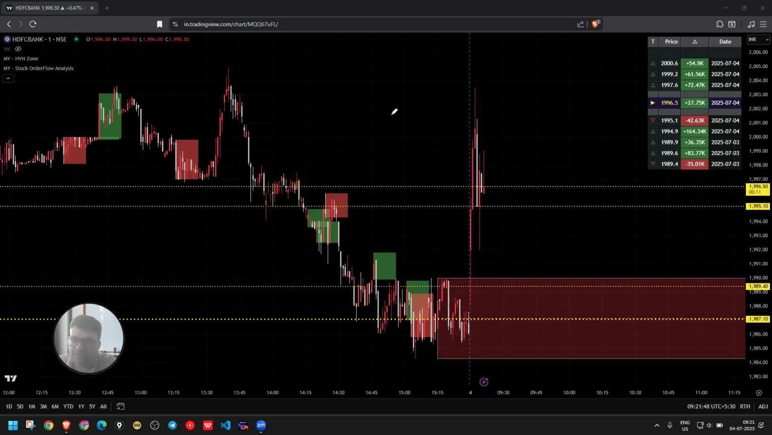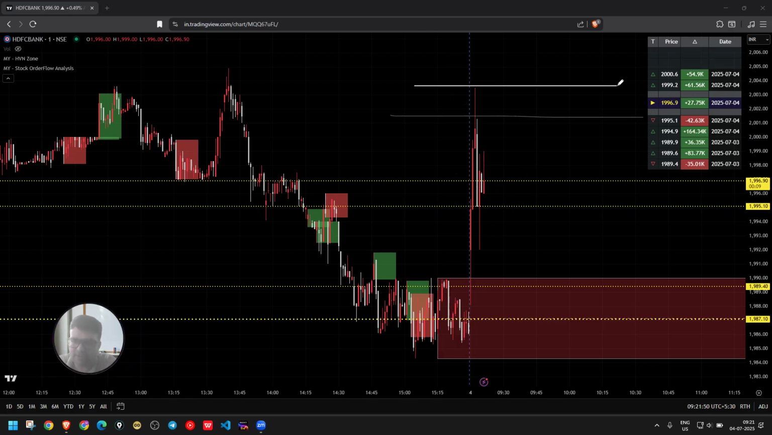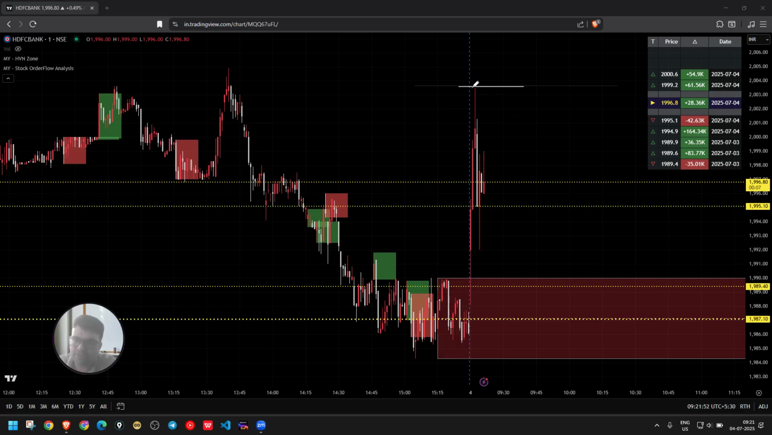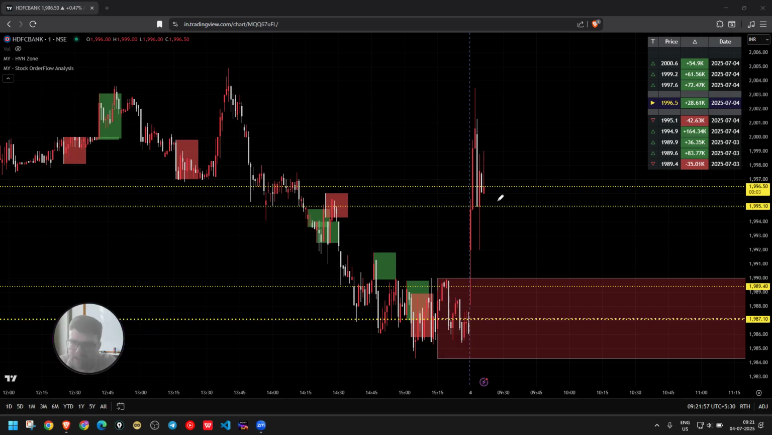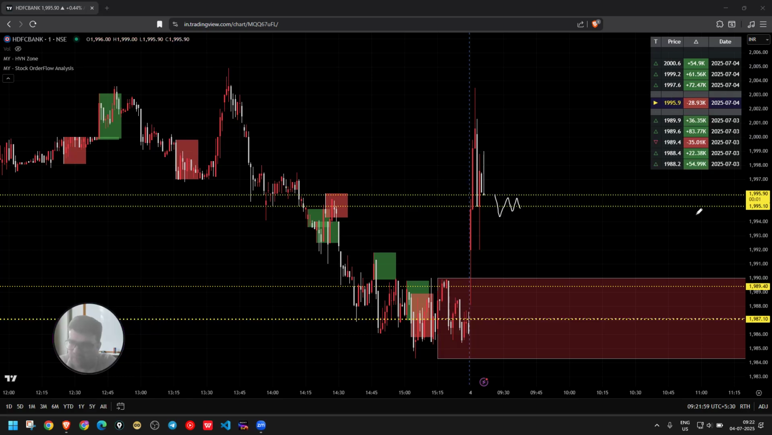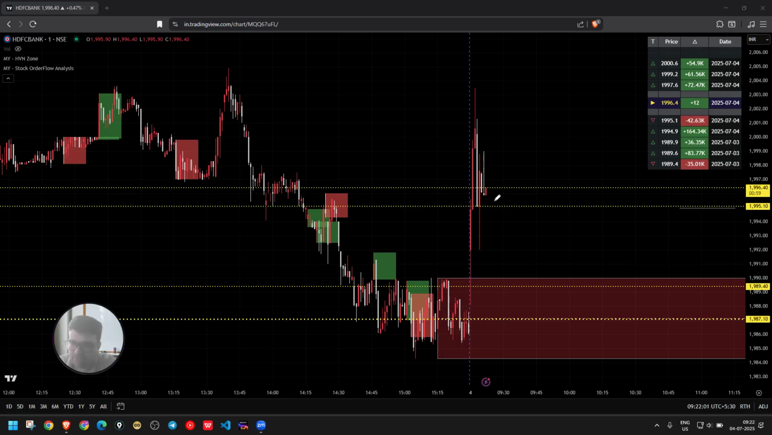Now, one thing is pretty clear. This is where there are sellers and this is where there are stops present. This and this, these are the areas where there are stops present. I'm now looking for a break of 1995 to happen for a flush, right? So that's the option which I'm looking for, because clearly this is where a lot of sellers are again trapped.